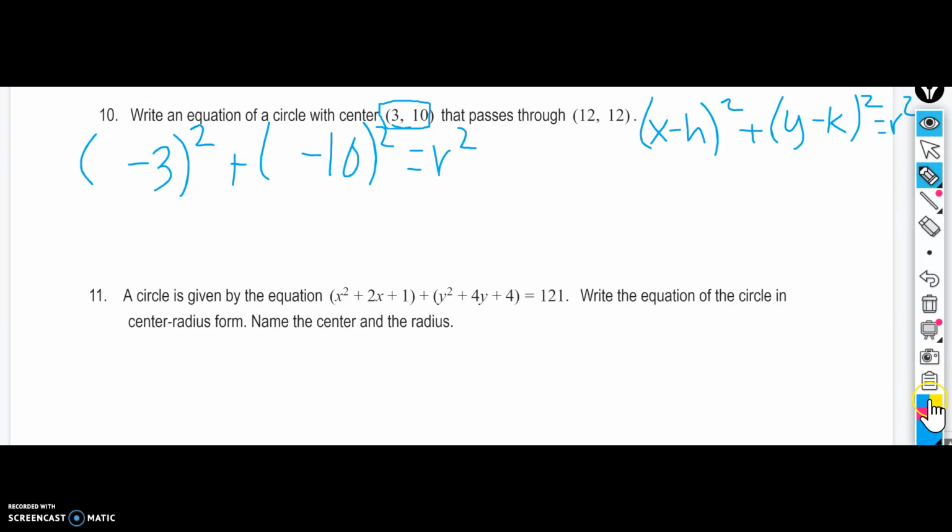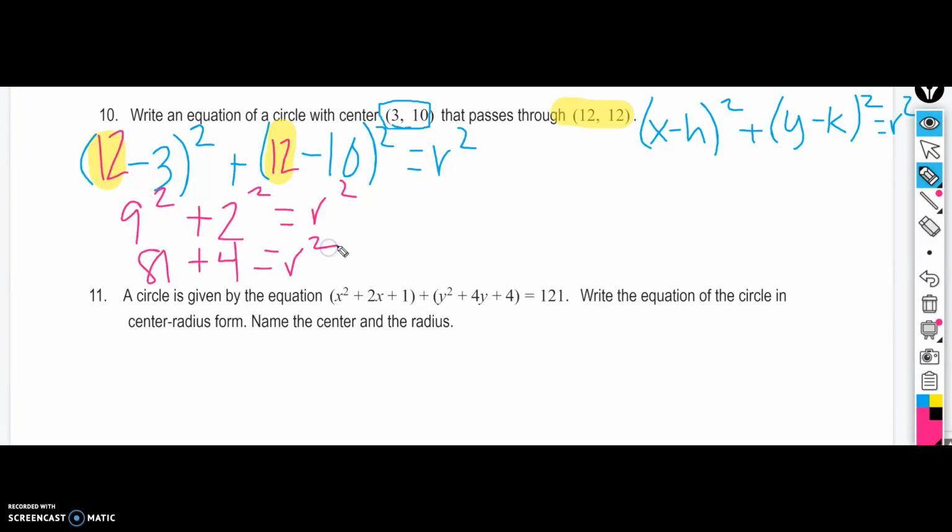Well, I definitely don't have a radius. But what I do have is my point here, 12, 12, and I can put it in for x and y, just like when we solve for a point on a line. Given a point, so 12 and 12. And now I can just simplify this. So 12 minus 3 is 9 squared, plus 12 minus 10 is 2 squared equals r squared. That would give me 81 plus 4 equal to r squared, which means that 85 is equal to r squared.